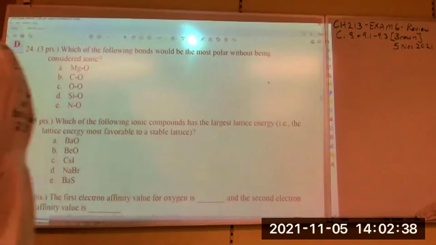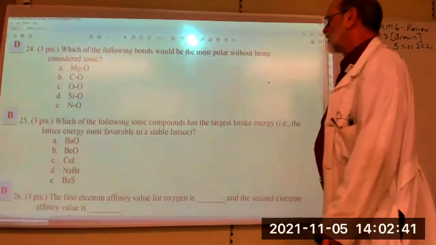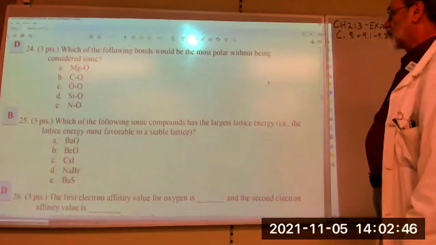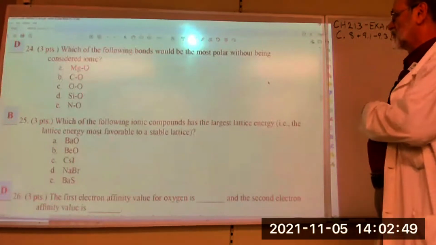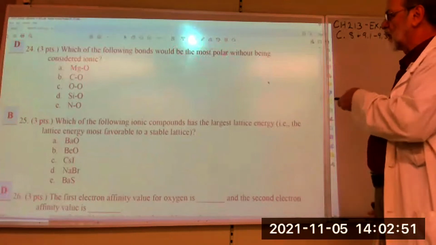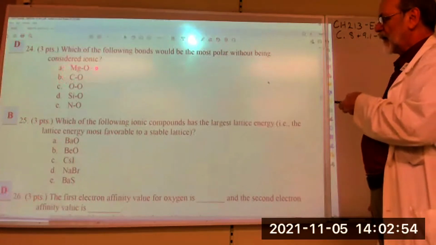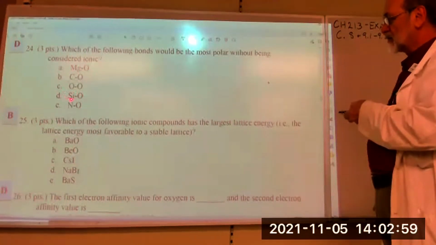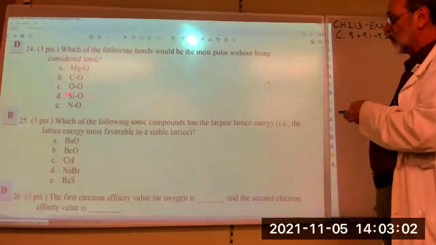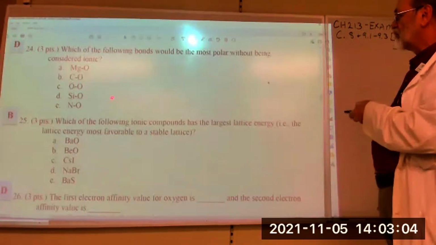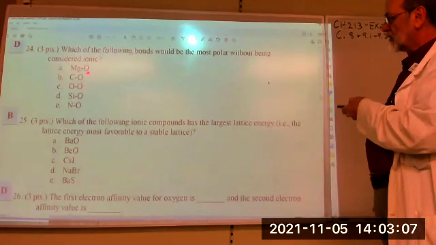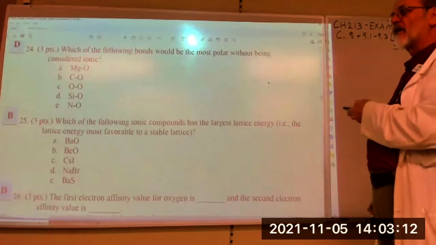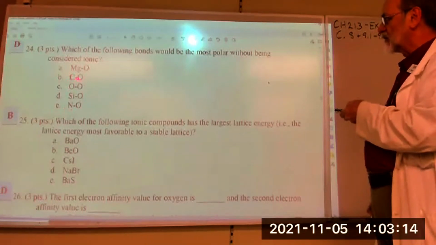Which of the following bonds would be the most polar without being considered ionic? Okay, we got to throw out the ionics, and we have to throw out the nonpolars too. Well, they would fit the most polar. Okay, so ionics, throw that one out. Magnesium oxide, oxygen, that's a polar bond. Silicon oxygen is probably far enough apart to be polar also. Okay, so the most polar, throw this one out. Carbon and oxygen, nitrogen and oxygen comparison. Carbon and oxygen is further apart, so it'd probably be this one.